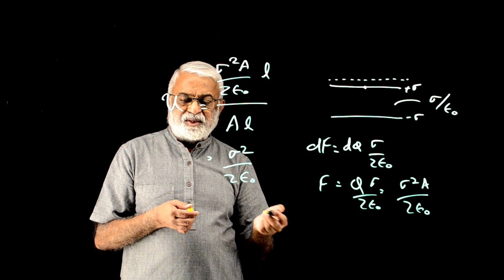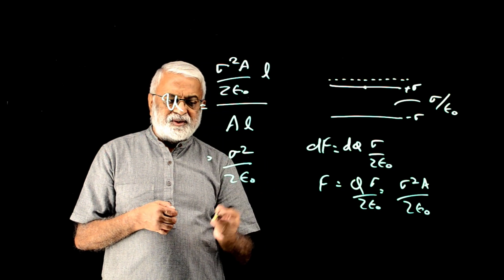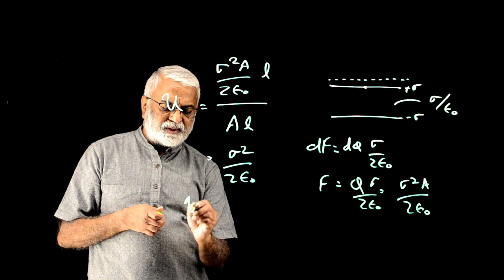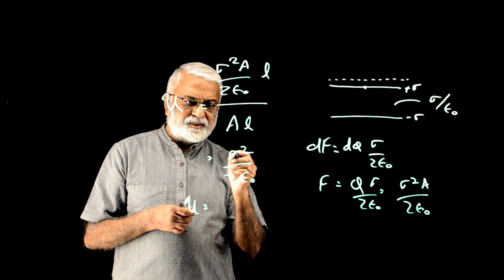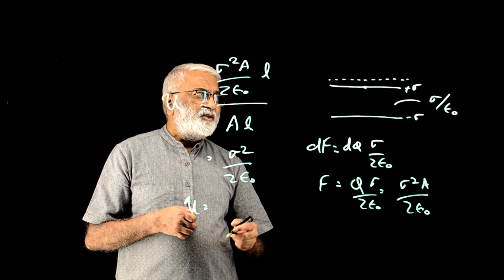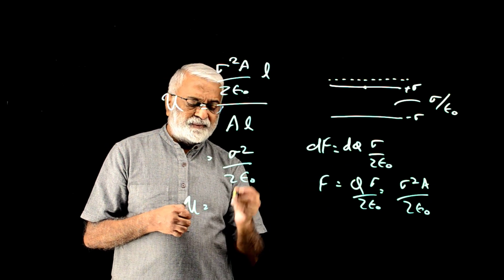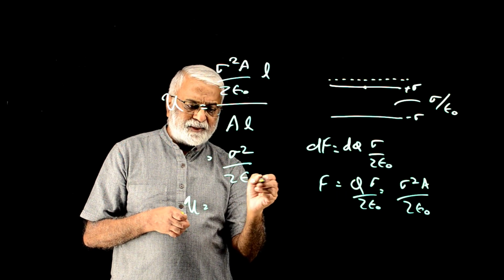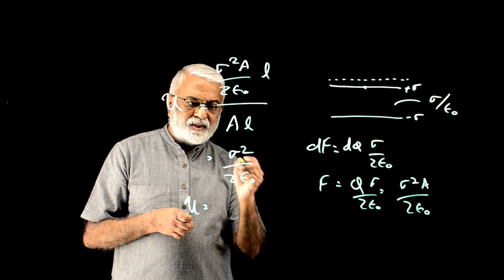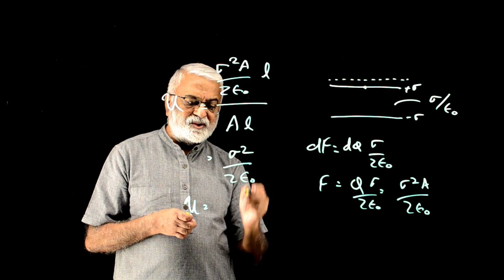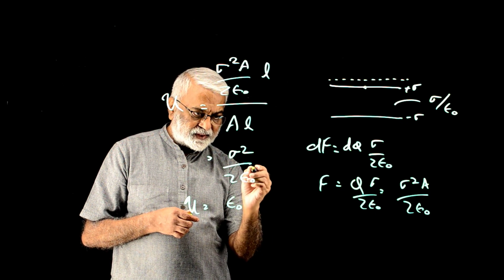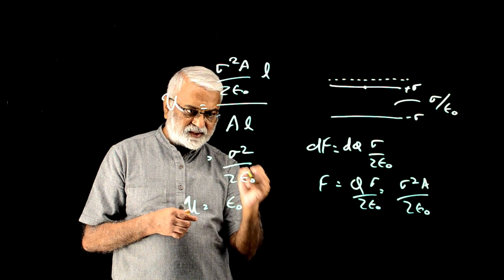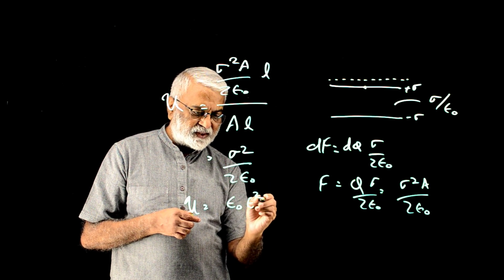If the field is of strength E, the energy density is this. So we can replace this a bit: sigma by epsilon 0 is the field, right? So sigma squared, multiplied with another epsilon 0 squared. Sigma squared by epsilon 0 squared will be E squared. So we have multiplied by epsilon 0 squared, and this is E. So the energy density is epsilon 0 E squared by 2.